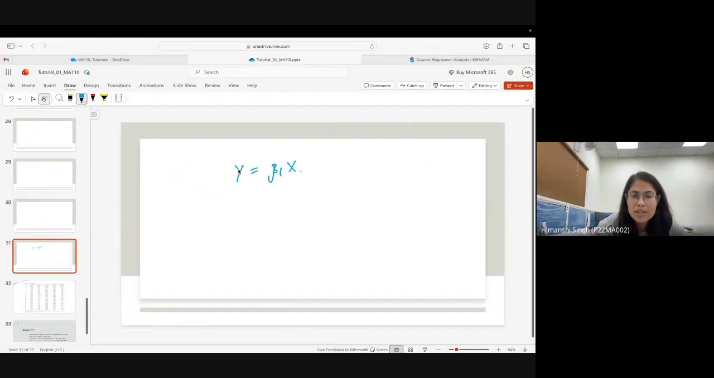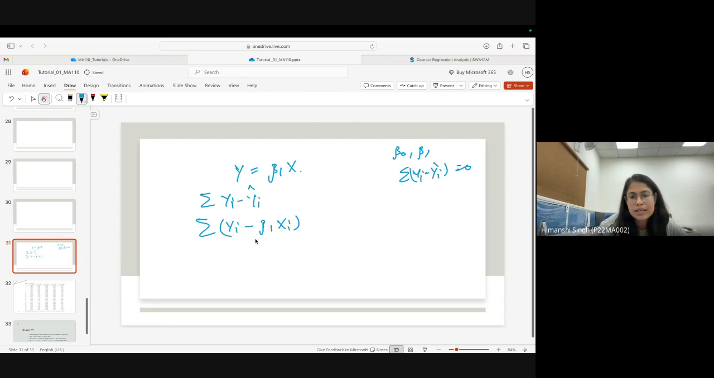Okay, so y is equals to beta 1 x. So there what we have done, we have two parameters, beta naught and beta 1. We have differentiated with respect to beta naught, then we got the condition that summation of yi minus yi hat is equals to 0. So here the summation of yi minus yi hat will be what? Summation of yi minus beta 1 xi.